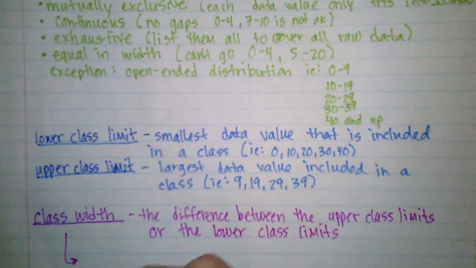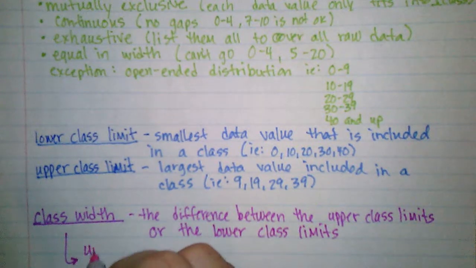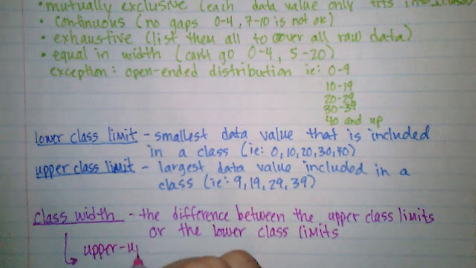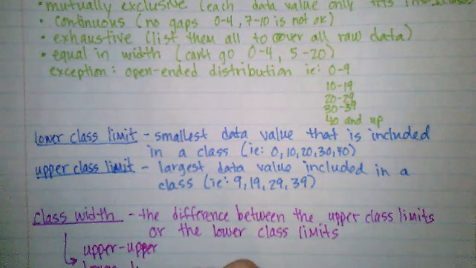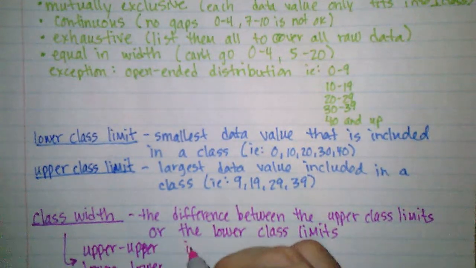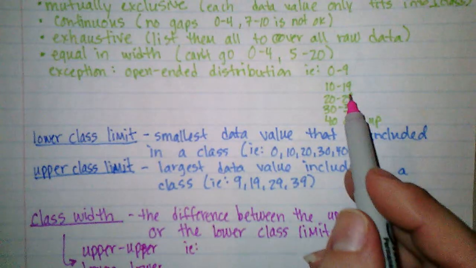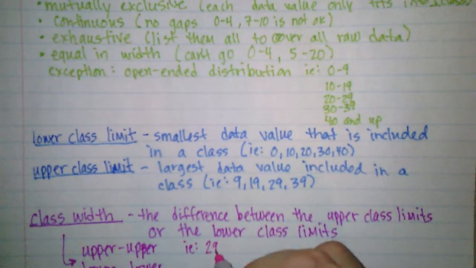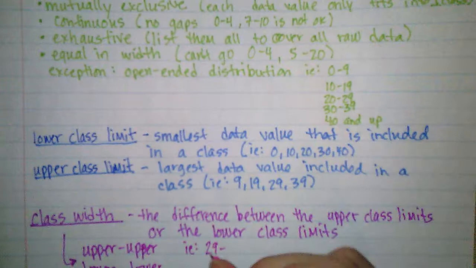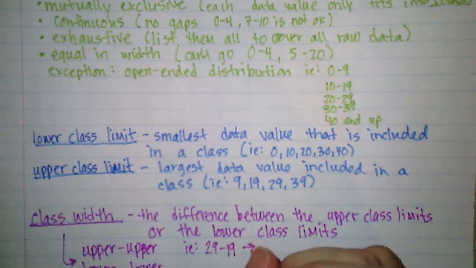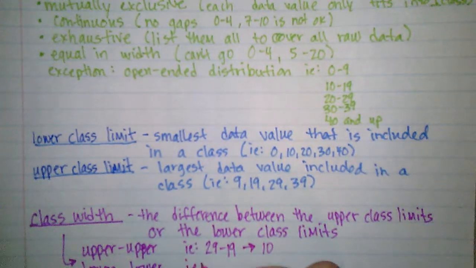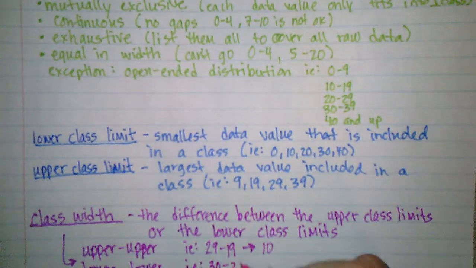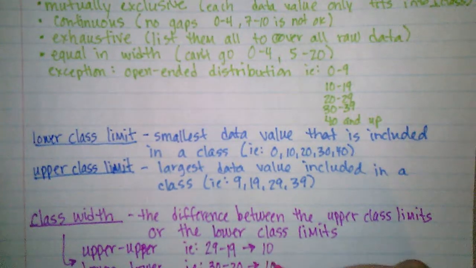So the way that you calculate class width is you're either going to take an upper limit minus an upper, or a lower limit minus a lower. So for example, if I take an upper limit of 29 and I subtract another upper limit of 19, then my class width would be 10. And if I do a lower limit, say 30, minus the next lower limit, which would be 20, that gives me a class width of 10.